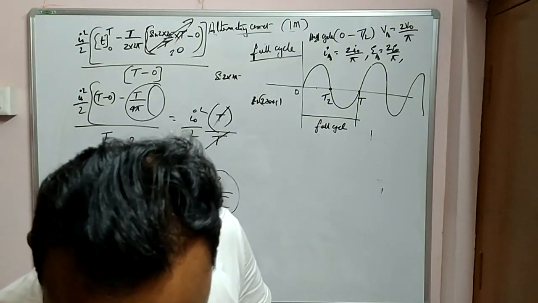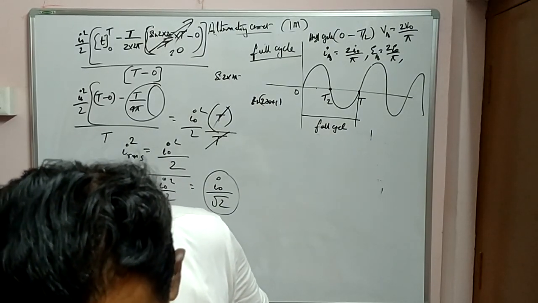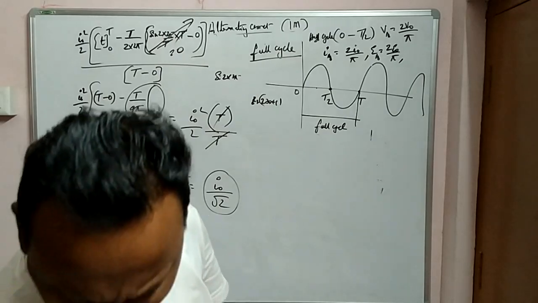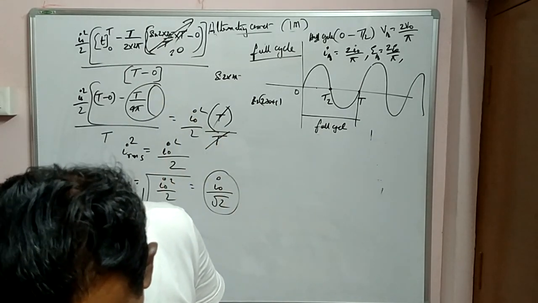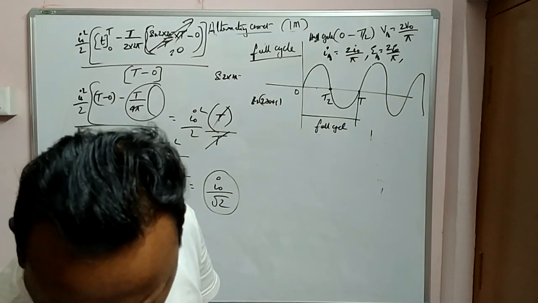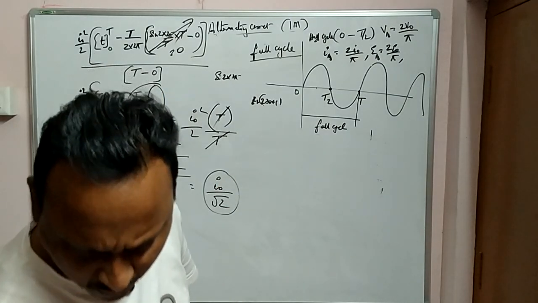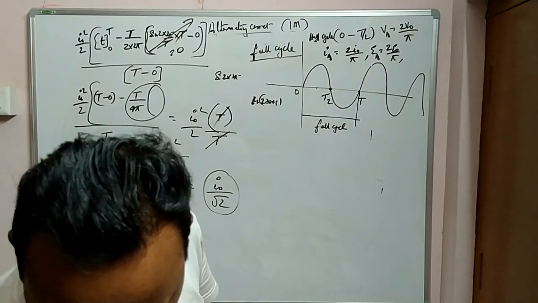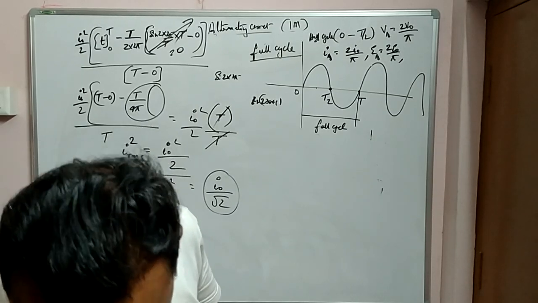Clear? So the RMS value you are getting as I0 by root 2. Please check it. Very important: for full cycle we got the value as I0 by root 2. Any doubts, please? Any doubts you can ask me.